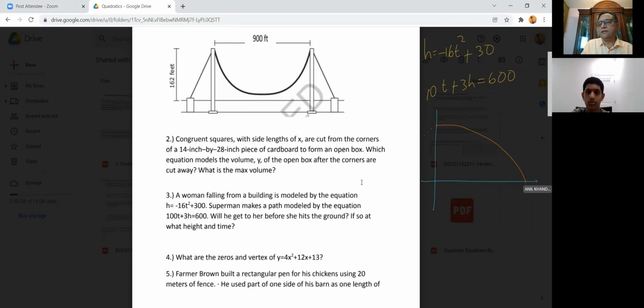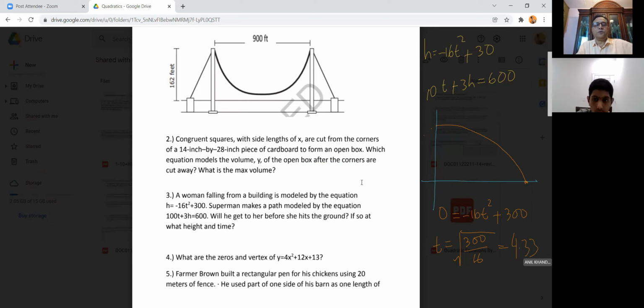And we know it will hit the ground at what time. So hitting the ground will be height is 0, right? 0 equals to minus 16t squared plus 300. So t is equals to the square root of 300 over 16, approximately 4.33.